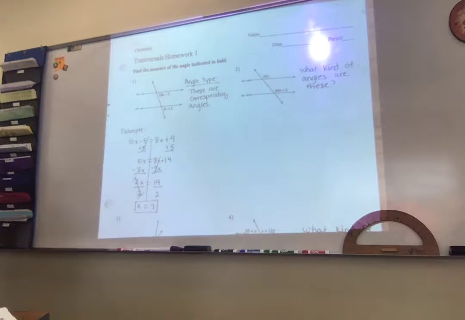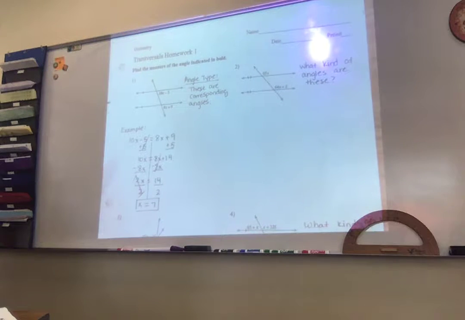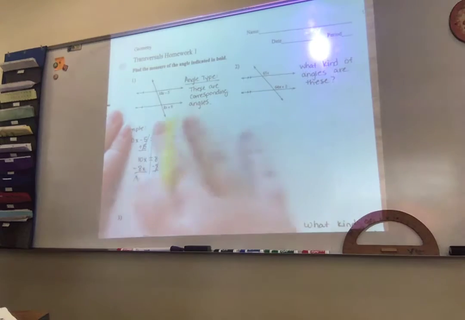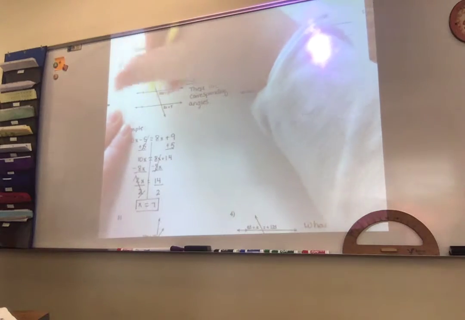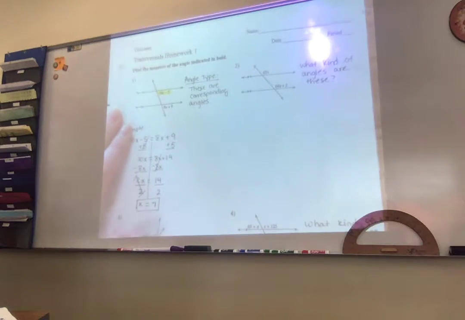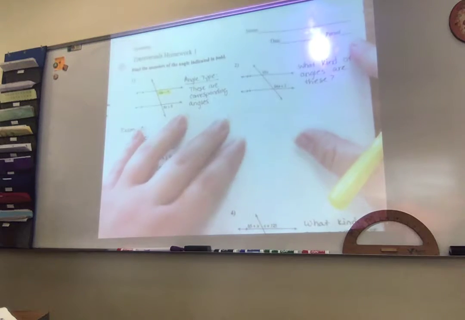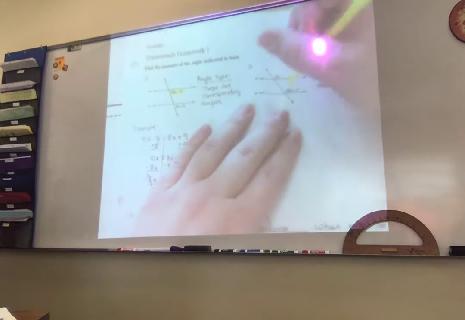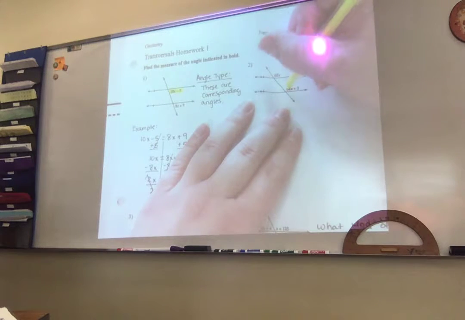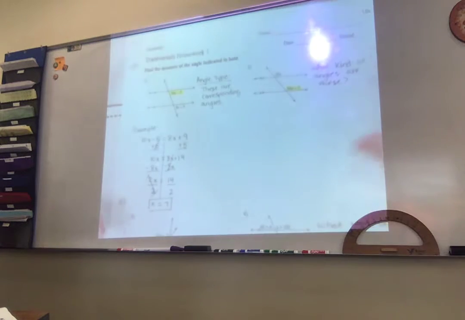Okay, so we're just going to go through and highlight these real quick for the ones that are bolded. All right, so in number 1, 10x minus 5 is the bolded one. In number 2, 4x plus 2 is the bold one.